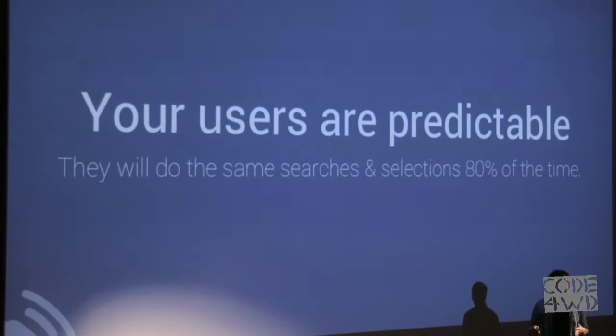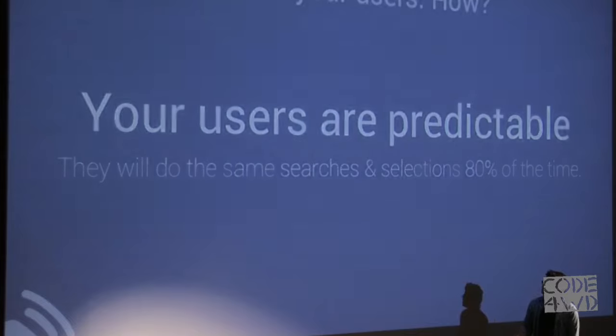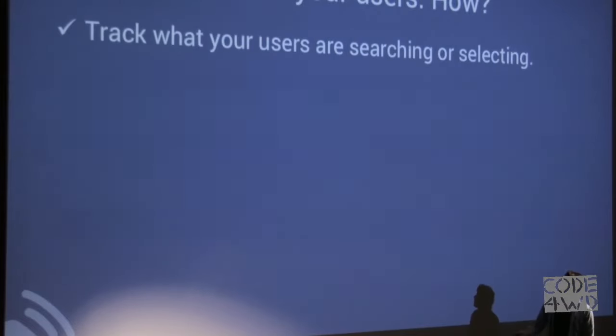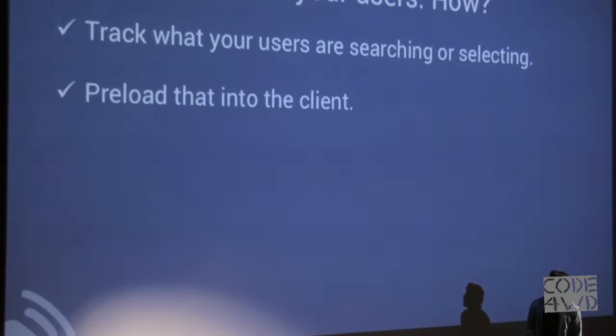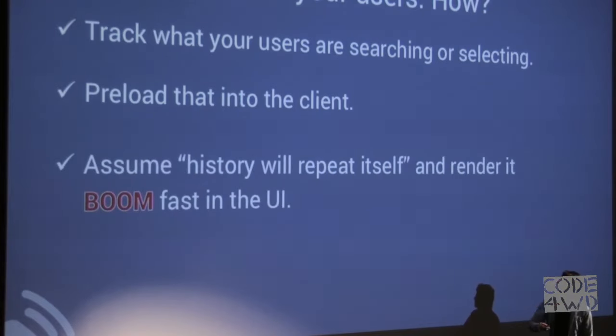Always remember that your users are predictable. Most of the time, users will do the same action again and again. One example is how to track if your user searches for something. From what we found, whenever a user searches for something, they're going to search for the same thing again and again, like 70 or 80% of the time. So you track what they're searching, you preload that into the client, and when they search for it the next time, you show the results immediately.